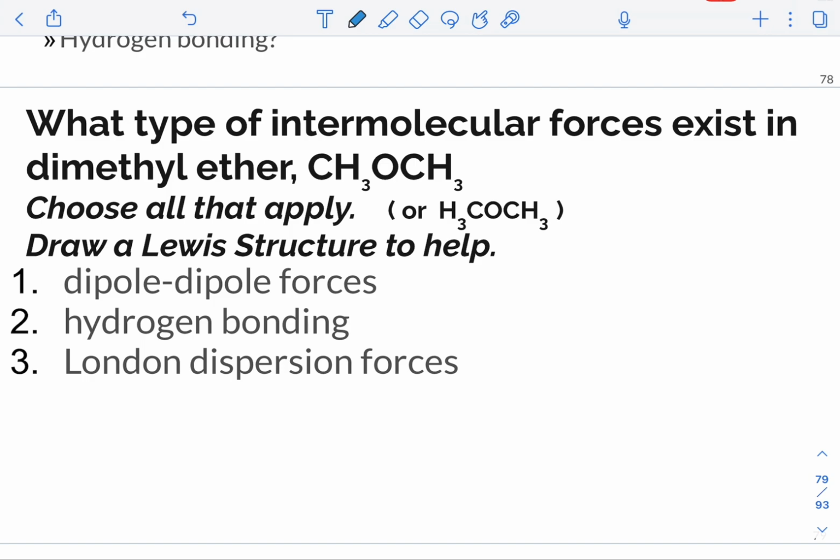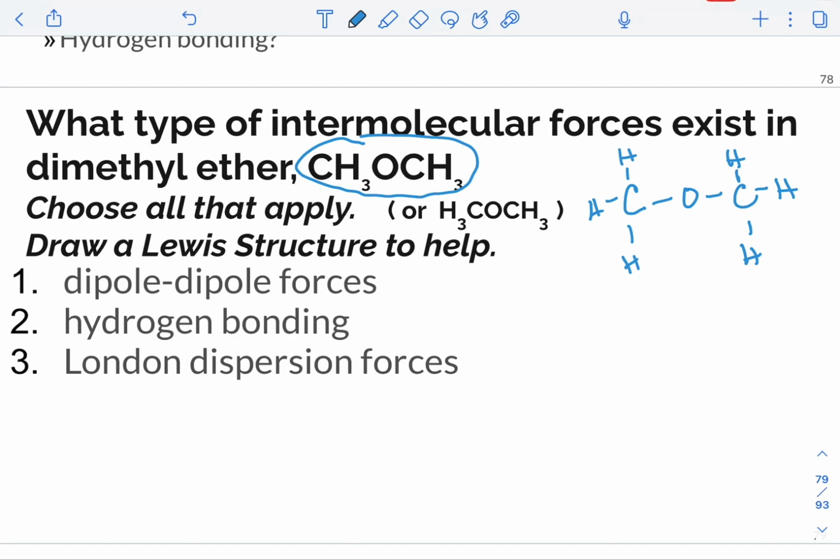Okay, so let's take a look at some questions that you might have on this type of topic. So here, what type of intermolecular forces exist in dimethyl ether? Now you'll see when you're asked for an organic compound, it might be written in this expanded formula, and that's to help you draw a Lewis structure. So you can also see that we could obviously write it as C2H6O, and sometimes you might see that, but that's usually when you don't have to write a Lewis structure. So they'll help you with this, and that means that you write it in that order. So dimethyl ether, which is an organic compound, looks like this.